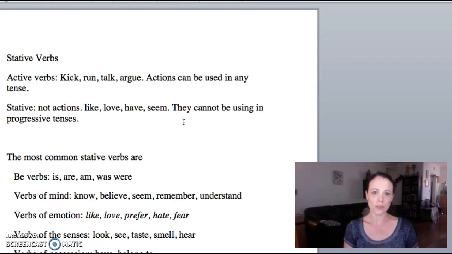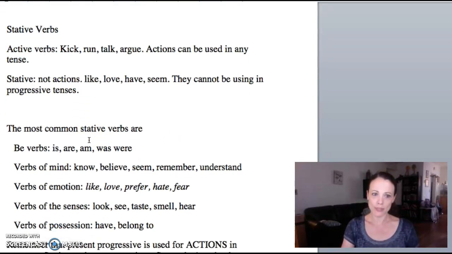These kinds of verbs really can't be used in progressive tenses. So we would not use it in present progressive or past progressive. Basically, no ing. The most common stative verbs are on page 7 in your book, so you can read along if you like to have that. But I've divided them into categories. For me, it's easier to remember.